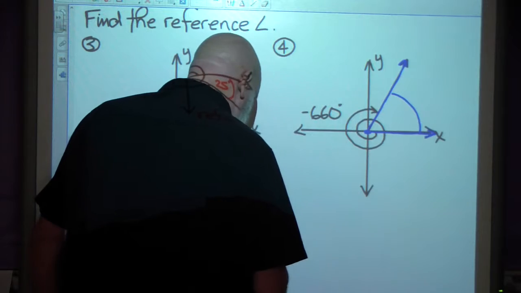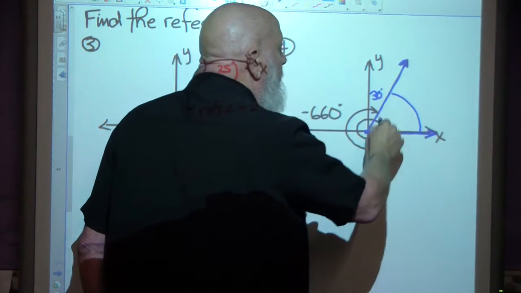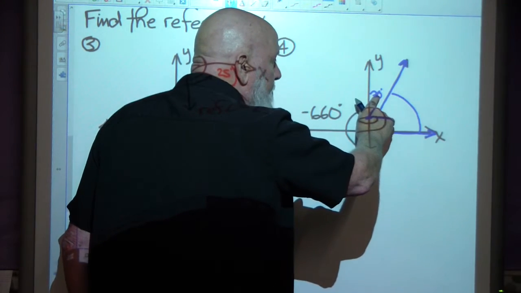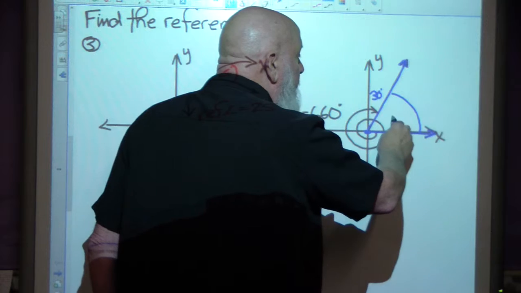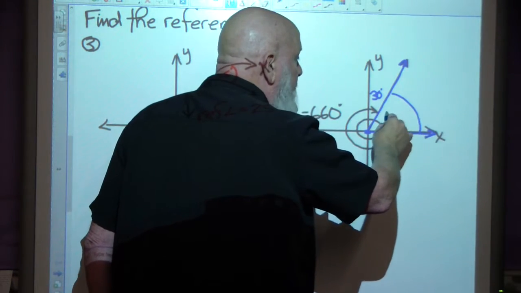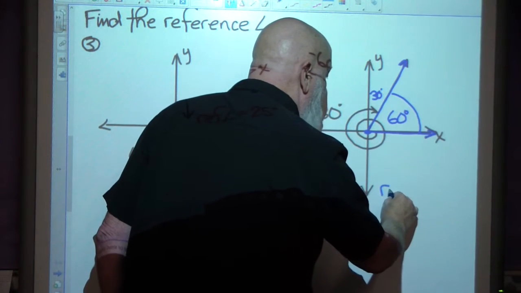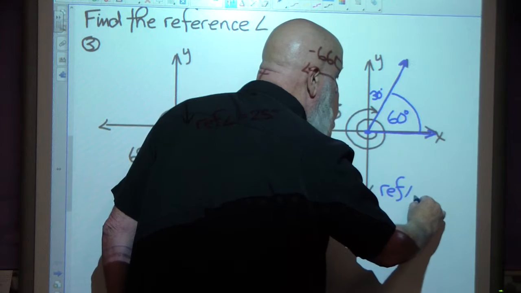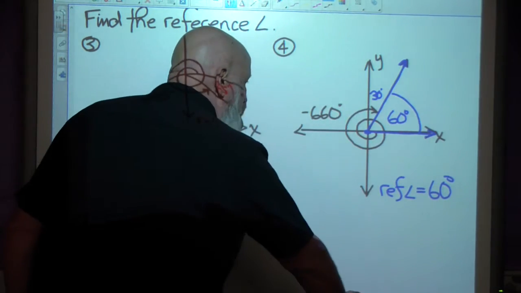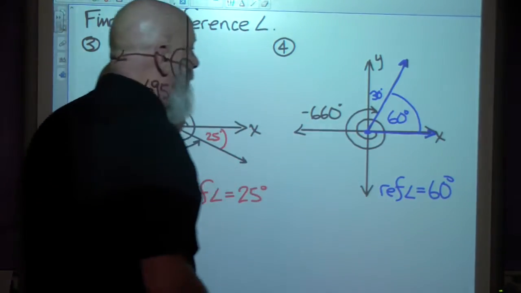This would have to be another 30 degrees right here. This angle is 30 degrees. It's not the one we're looking for. If this is 660 in a negative direction, this would have to be 30. And if this is 30, my angle formed by the terminal side and the nearest x-axis, the reference angle, would have to be 60 degrees. So in this case, my reference angle is 60 degrees. The angle formed by the terminal side of your angle of rotation and the nearest x-axis.